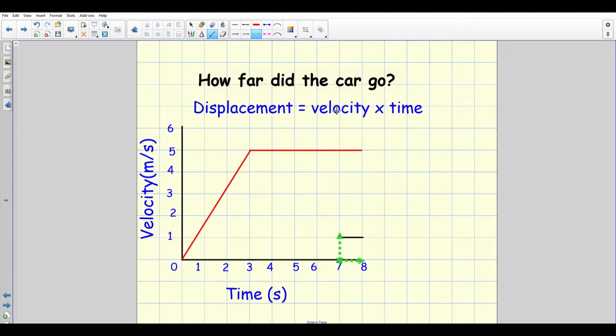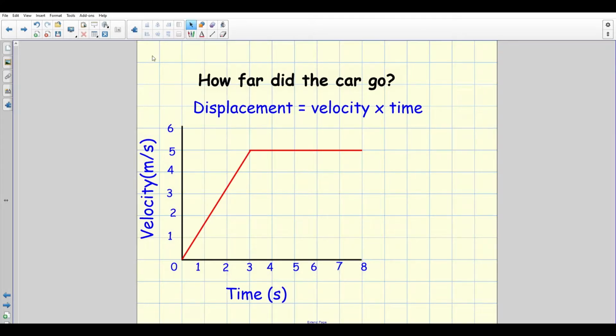So 1 meter per second times 1 second gives me 1 times 1 is 1. That's the distance it would have travelled. So I know then every box is actually worth 1 meter per second. So one thing I could do is just count the boxes.